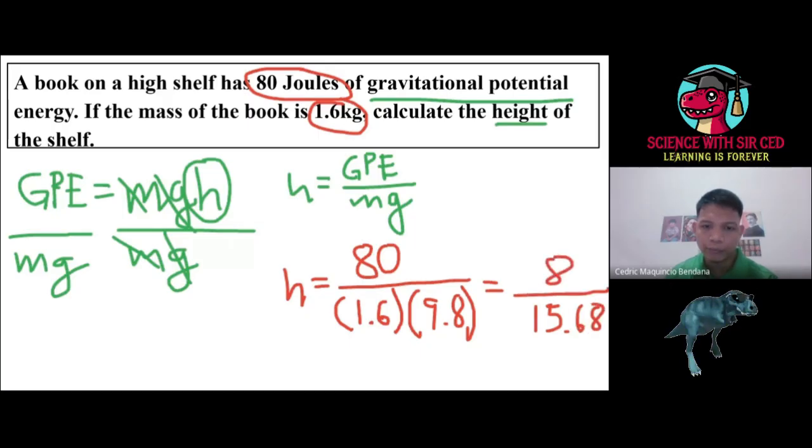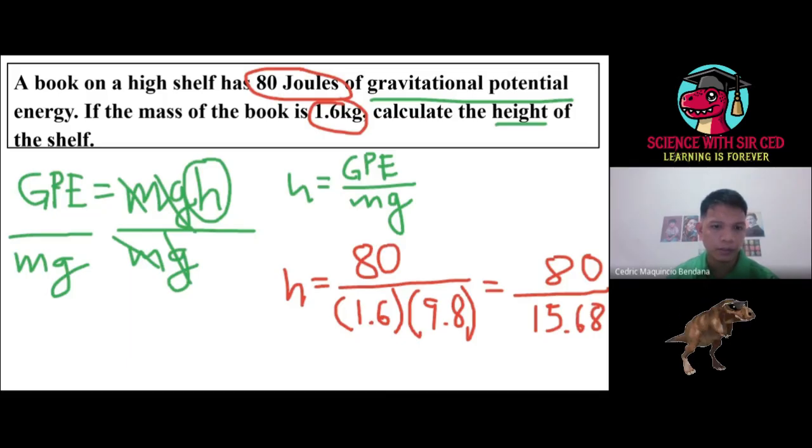So it is going to be 80 divided by 15.68. So let's do it. 80 divided by 15.68. You will be getting, so there's a lot of variables. So 5.102. Okay, so I'm going to erase some of this.